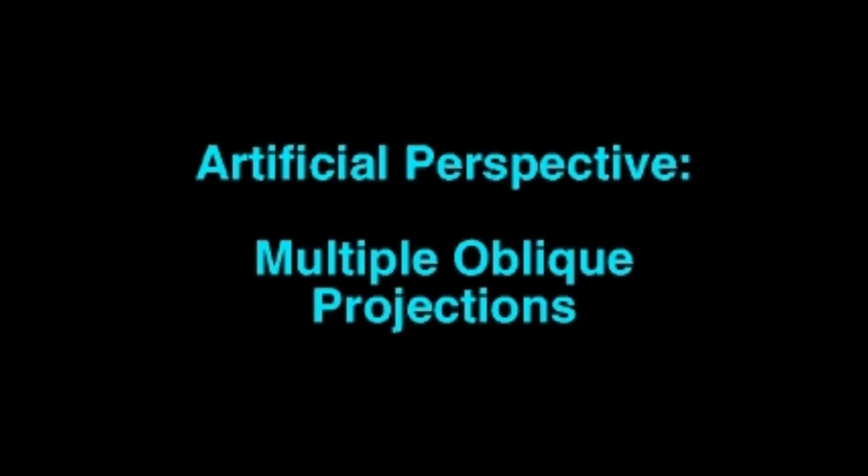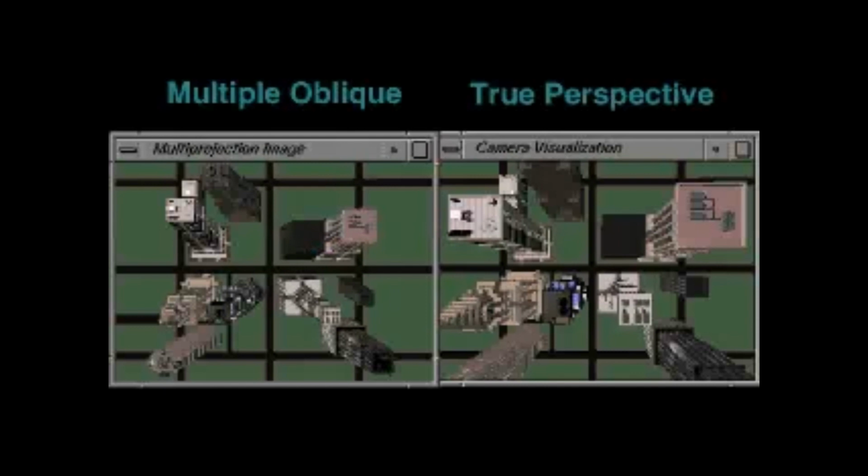We can use multiple oblique projections to create an artificial sense of perspective. In the left image, the receding parallels of all the obliquely projected buildings point towards a central vanishing point. More of the city is visible, and it is easier to judge the relative sizes of the buildings in the multiple oblique view. For instance, the pink rooftop in the upper right corner is about the same size as the gray one next to it. In the true perspective view, it appears much larger.